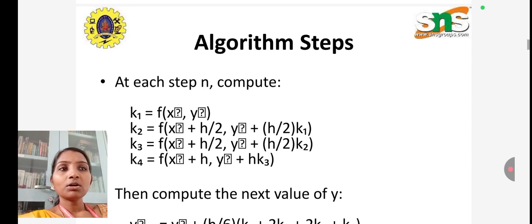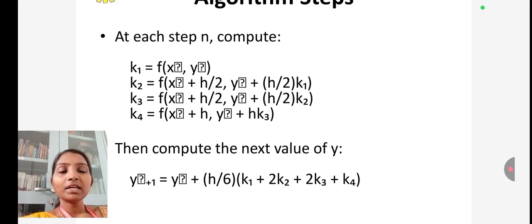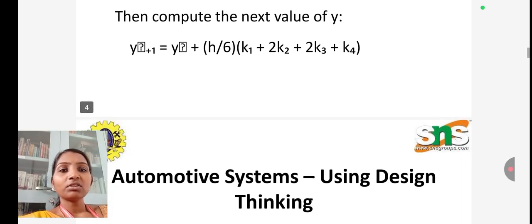This is what the algorithm is. What is our algorithm? We have to find the constants k1, k2, k3 and k4, and then we will be finding the incremental value of y, which is del y, and we will find the value of y naught plus 1, which is y1, using this particular formula.